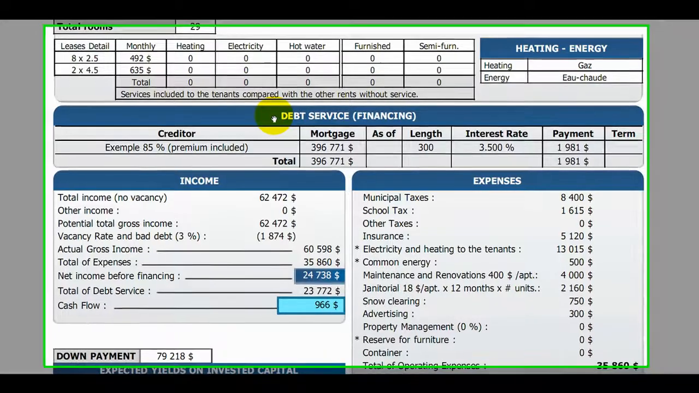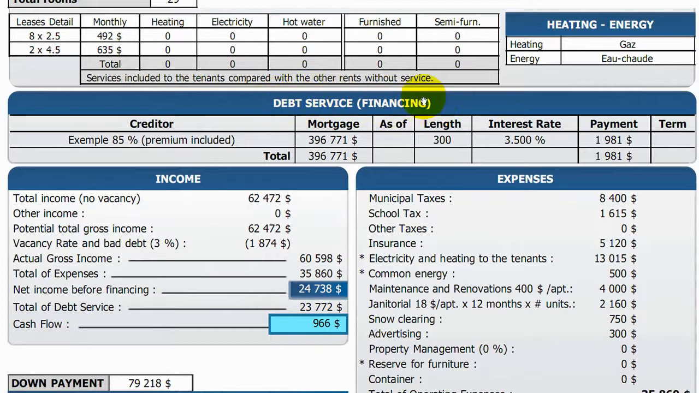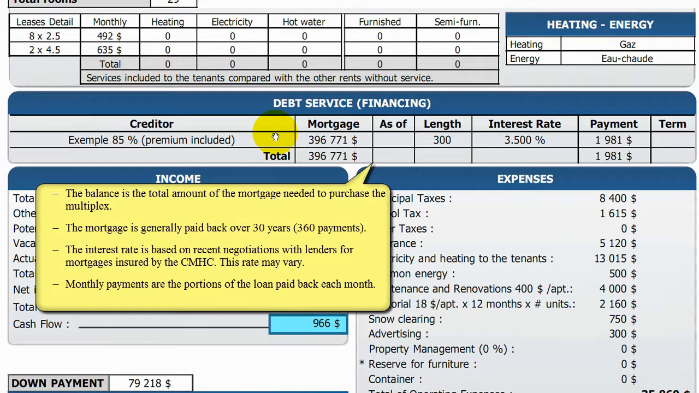7. Debt service, financing. Our projections are usually based on a loan that will be insured by the CMHC at 85% of the hypothetical price. The balance is the total amount of the mortgage needed to purchase the multiplex. The mortgage is generally paid back over 30 years, 360 payments. The interest rate is based on recent negotiations with lenders for mortgages insured by the CMHC. This rate may vary. Monthly payments are the portions of the loan paid back each month.